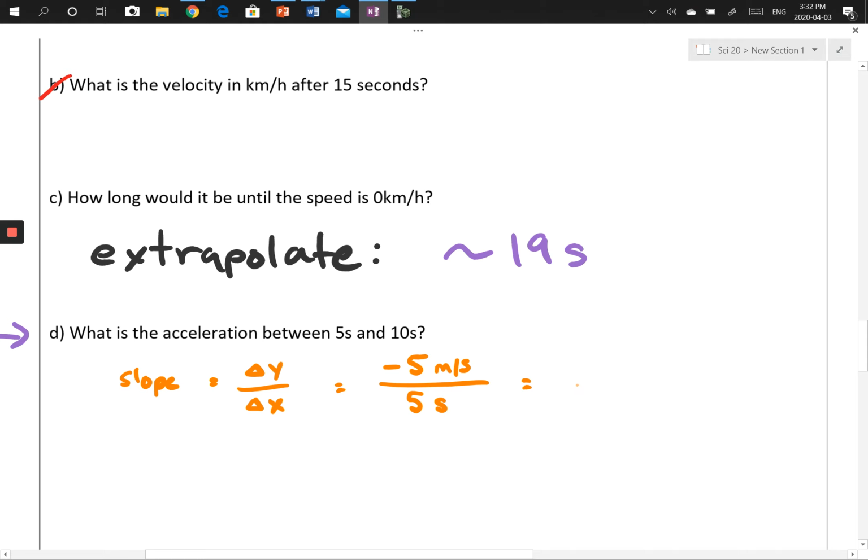5 divided by 5 is 1, and a negative divided by a positive is always a negative. So I'm actually going to end up with an answer of negative 1 meters per second, and we know that we have to square that seconds. It's a meter per second per second. That means that every second, this velocity is decreasing by 1 meter per second. Okay, and so that is our acceleration value. So we find the acceleration by finding the slope. Okay, let's look at one more example.